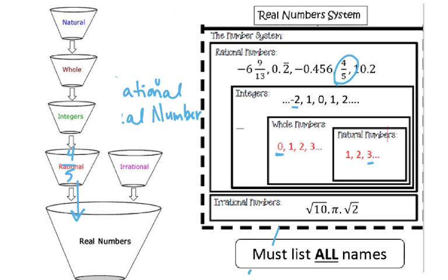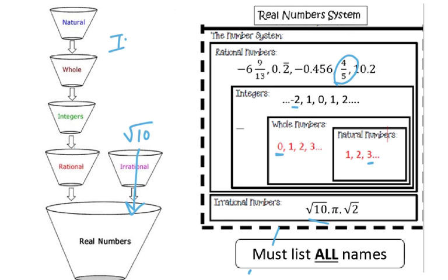And then your irrational numbers go on a completely different side. So the square root of 10, sorry. If I would put that in there, it would just fall through the irrational number funnel into the real numbers. So the square root of 10 would be irrational and a real number. So again, use this page, especially when we ask you to list all the names of a number.